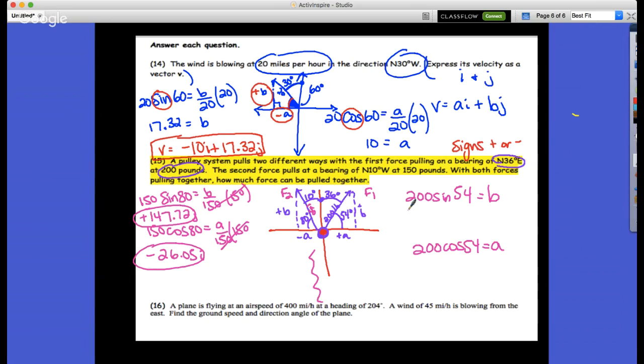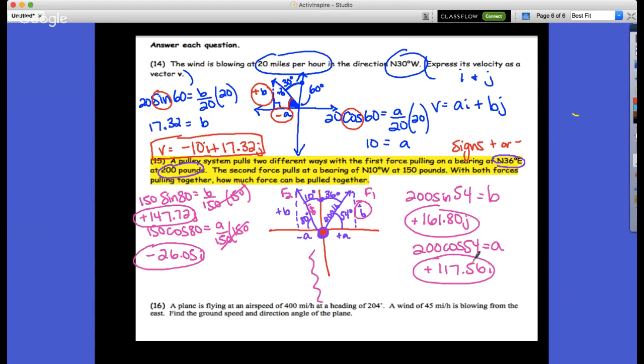200 sine of 54. Got 161.80. This is going to be my j because it's opposite with sine. 200 cosine of 54. It's 117.56. And that's going to be my i. All right, so both of these are positive since it's in the first quadrant.